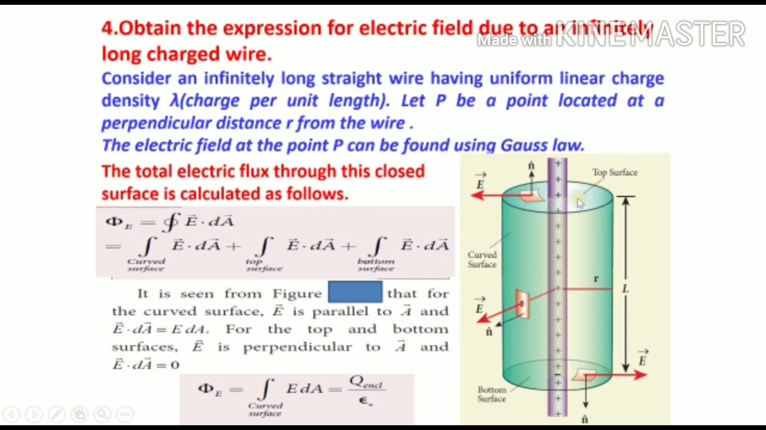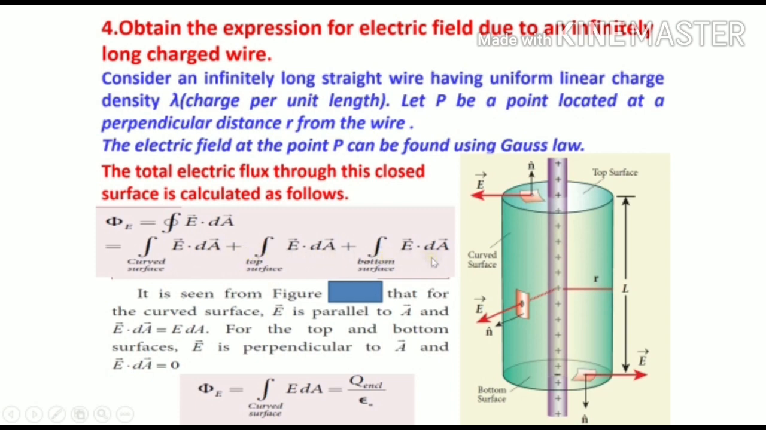Now the total electric flux can be calculated, the closed integral of E dot dA. Here we have three surfaces: the curved surface, the top surface, and the bottom surface. We are calculating the total flux through these surfaces using Gauss law: curved surface E dot dA, plus top surface E dot dA, plus bottom surface E dot dA.